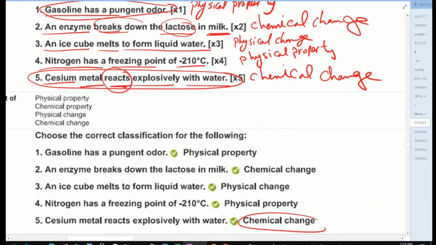Maybe because explosively. No. The cesium metal reacts explosively with water is a fact. It's a fact. حقيقة علمية. So we are talking about a property. Okay. The cesium metal reacts explosively with water.